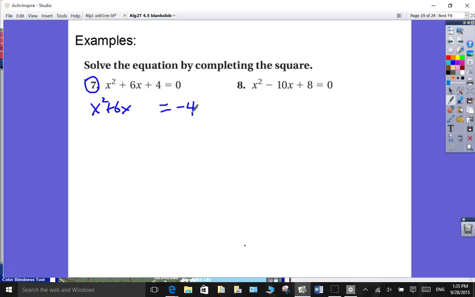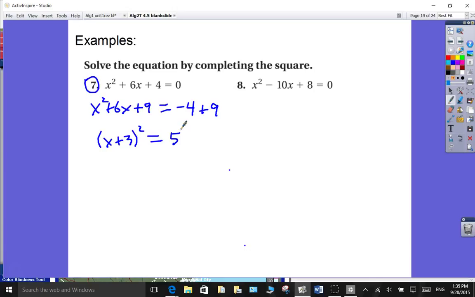What number will I add into the third position there? Half of 6 is 3. 3 squared is 9. So I add 9. Okay, now on the left, I have a perfect square trinomial. X plus 3 squared. And on the right, I have 5. Okay, I've isolated the squared term on the left.